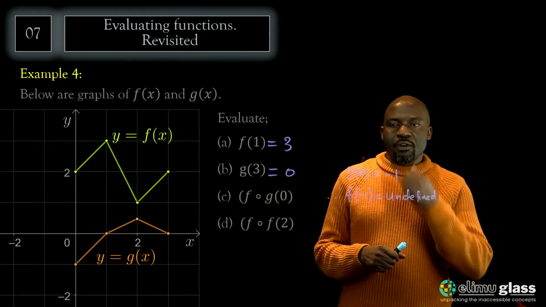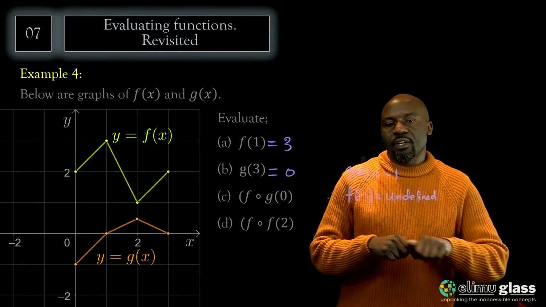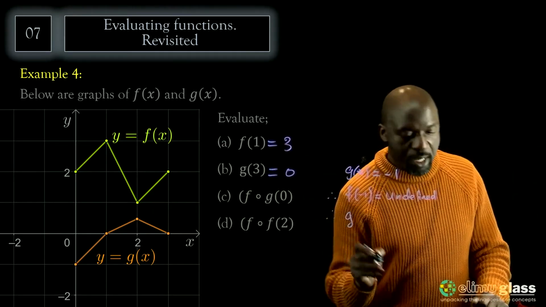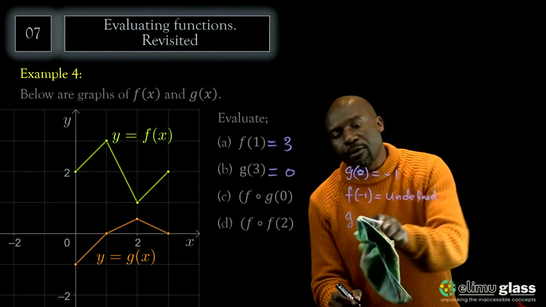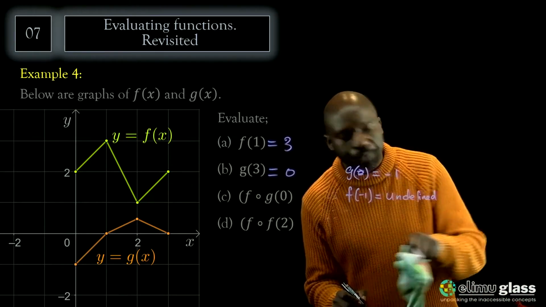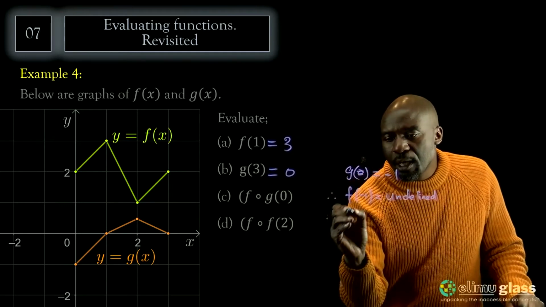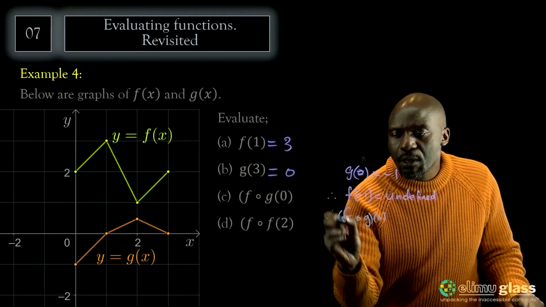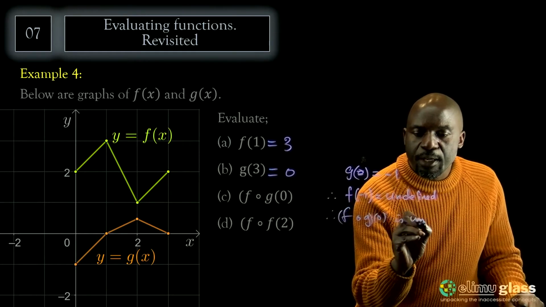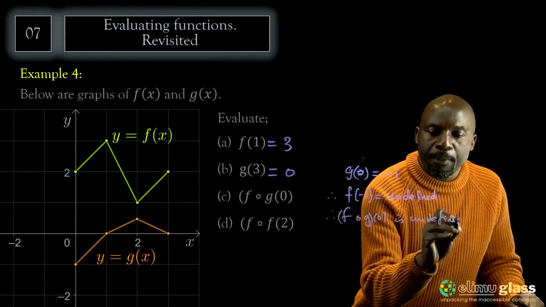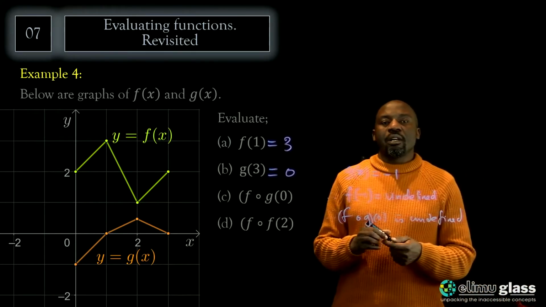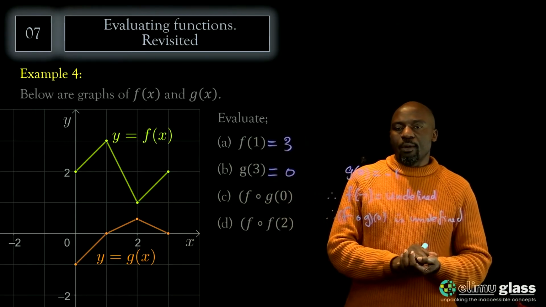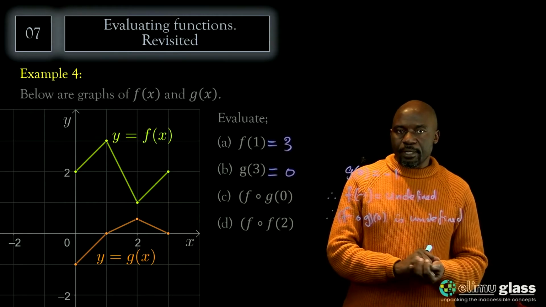So therefore, f of g of 0, we write f of g of 0 is undefined. We say that because the graph does not extend onto the negative side for us to be able to tell what f of negative 1 is, okay?